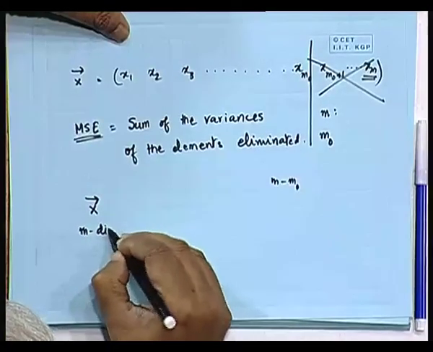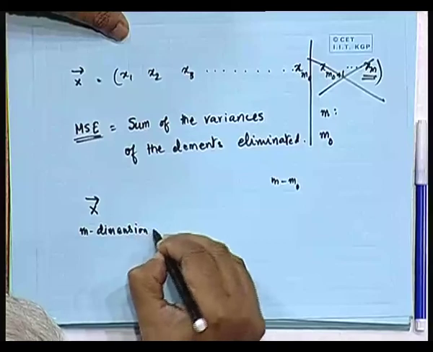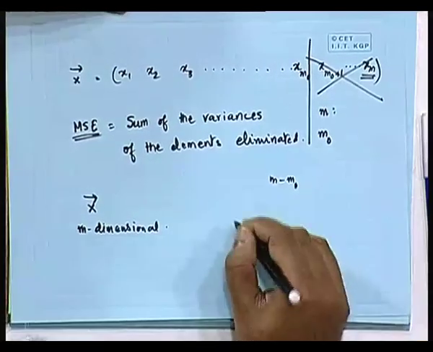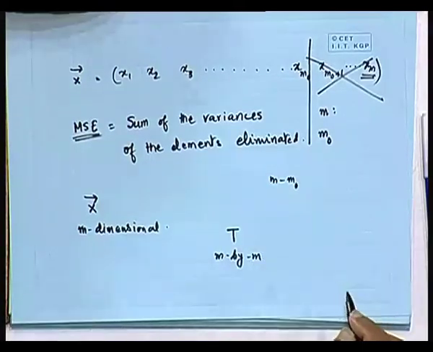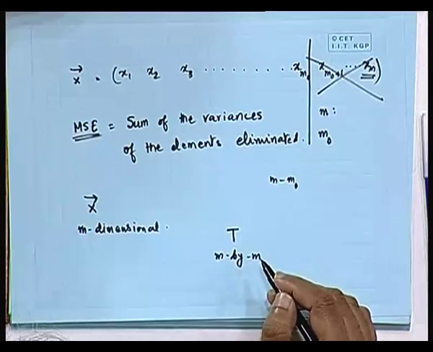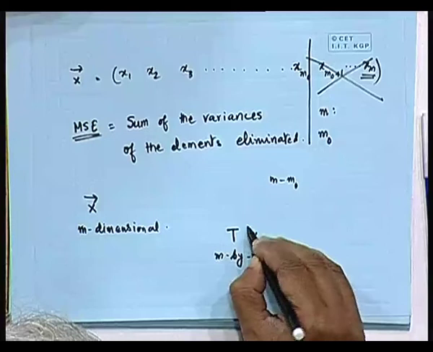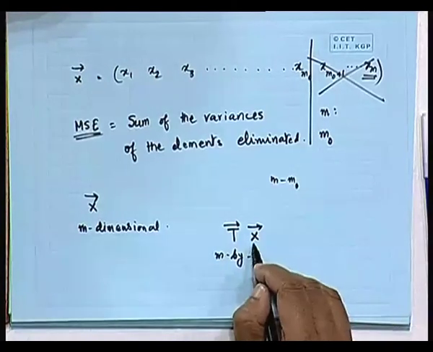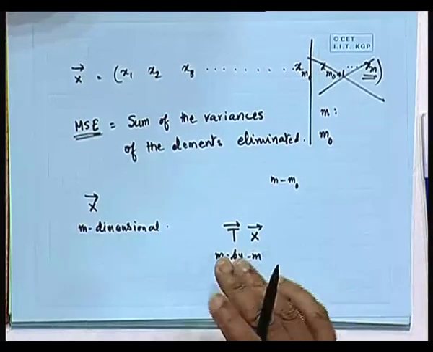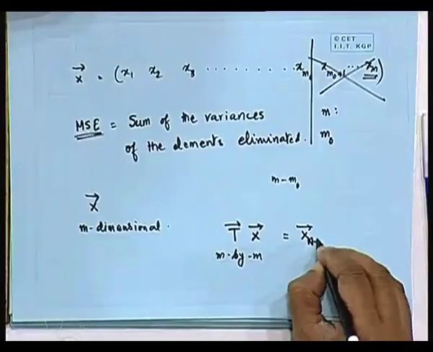So, let us say that x is an m dimensional vector. So, if we can design a matrix, let us say that we design a T matrix that is m by m, and we just pre-multiply the x vector with this T matrix. Then what results? This x is an m dimensional vector, so what results is another m dimensional vector. So, this T x is a new vector. Let us say this is x new.